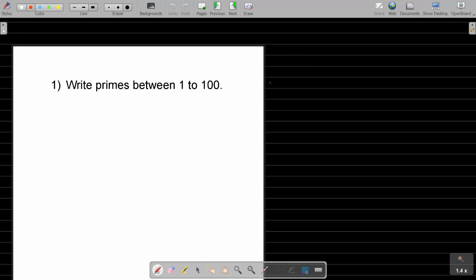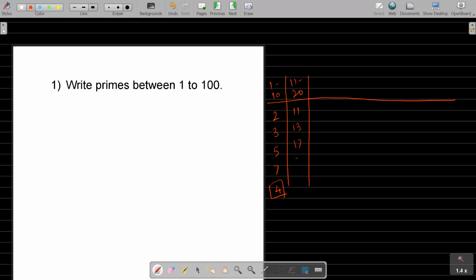Okay, so prime numbers between 1 to 10. We'll note them in groups of 10. So what are the prime numbers between 1 to 10? 2, 3, 5, 7. So there are 4 numbers between 1 to 10. And check if there is some good pattern between the number of primes in every 10 numbers. So 11 to 20, what are the prime numbers? 11, 13, 17, 19. So there are once again 4 prime numbers.